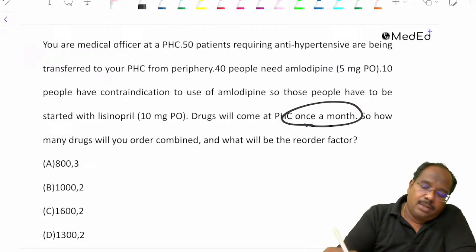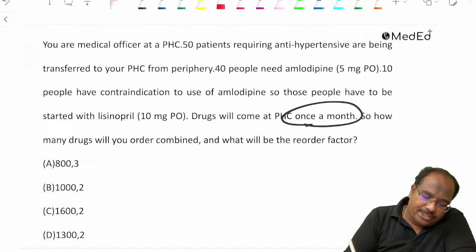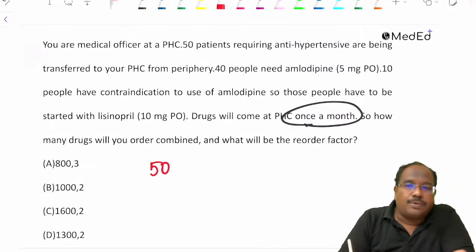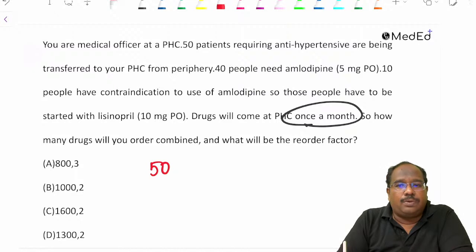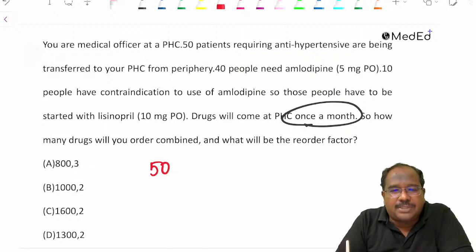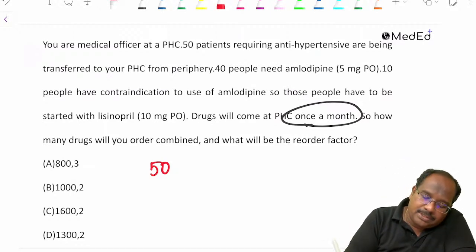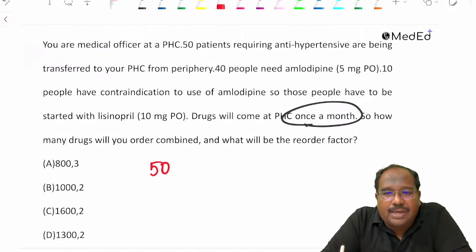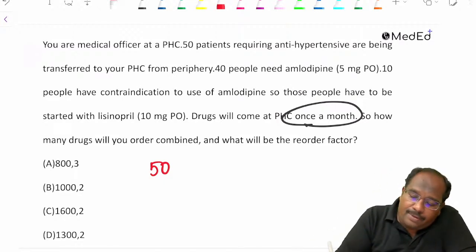So look here. We have 50 patients: 40 patients require amlodipine and 10 patients require lisinopril. Anyway, 50 patients. Practically, you can do this. As an intern, if you worked in a PHC, you could have learned this. This is management. So what is this reorder factor?